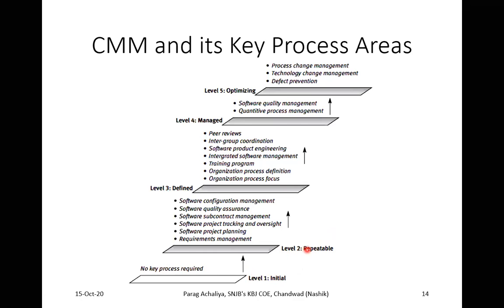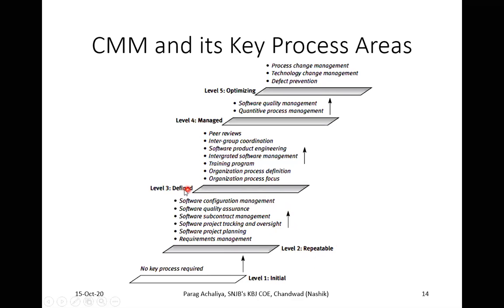Whereas level 2 is your repeatable level, and in this level you are going to focus on requirement management, software project planning, software project tracking and oversight, software subcontract management, software quality assurance and software configuration management. All these activities will be carried out at your level 2.